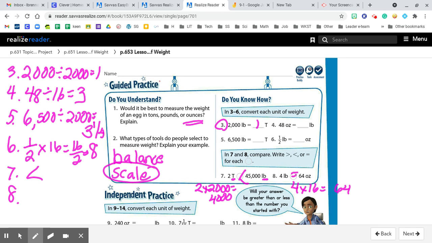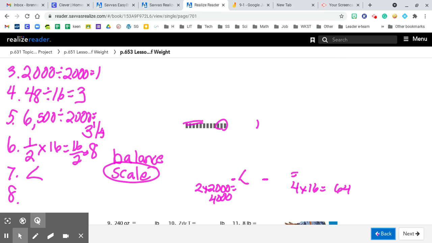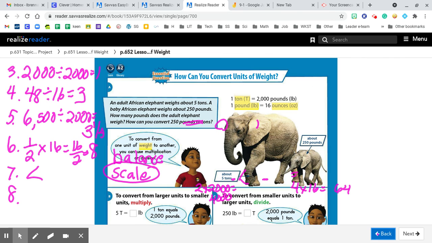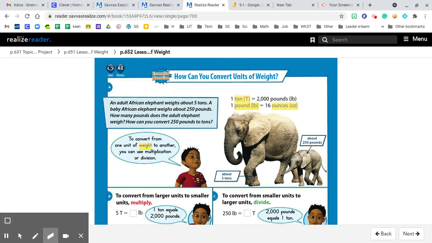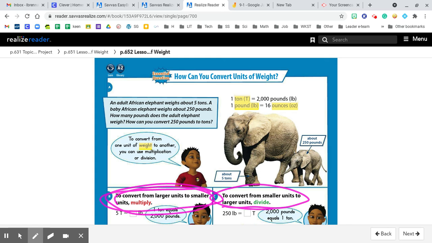So don't forget to remember the rule with converting units. Going from larger to smaller, you multiply, and smaller to larger, you divide. And always have your equivalencies, these three things, written on a sticky note or a note card, and have them nearby so you can do the math.